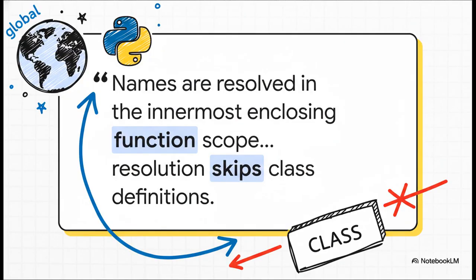The answer, believe it or not, is global. I know it's weird, right? And the reason comes straight from Python's design documents. It turns out that when a function that's inside a class goes looking for a variable, it doesn't actually look in the class scope around it. It just skips the class definition entirely and looks in the next enclosing function scope. And in this case, that happens to be the global scope.